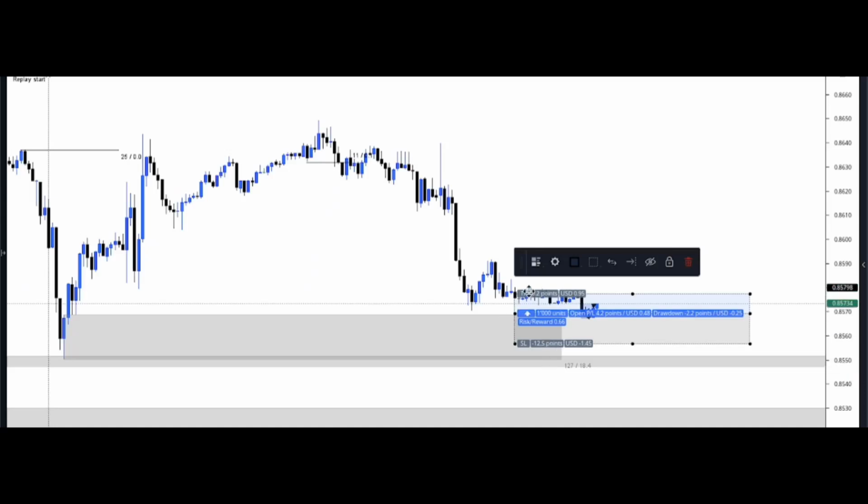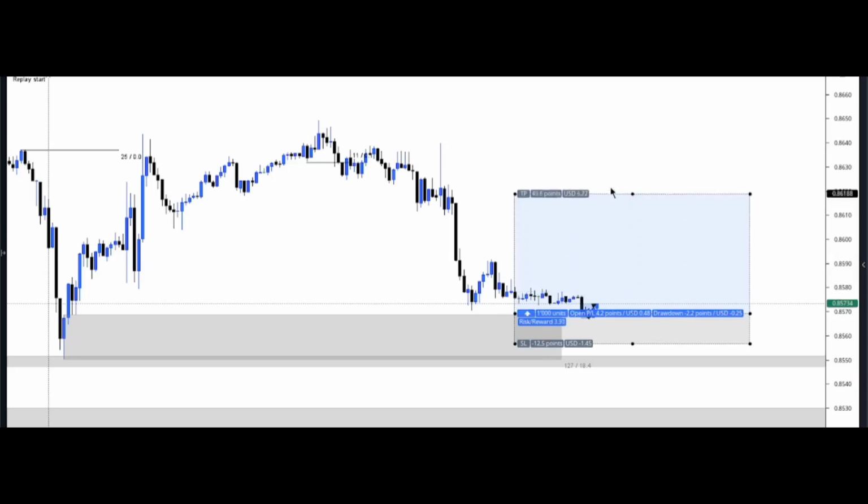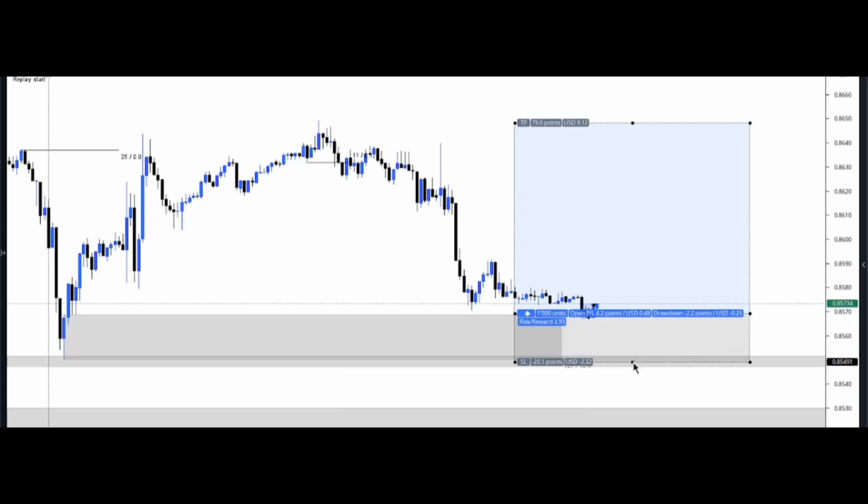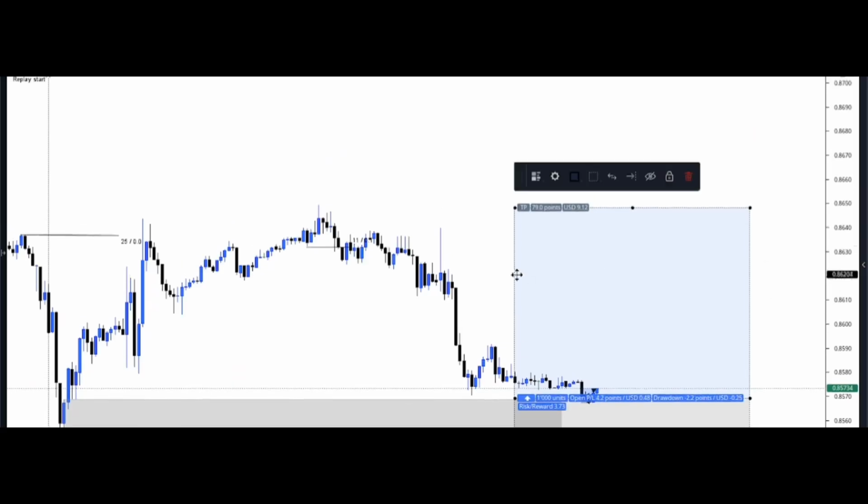So our TP, like I said, the first one will be here. All right, our stop loss is here. Simple. Our stop loss is just below here. All right, let's just put our stop loss there. And so where is our actual TP?